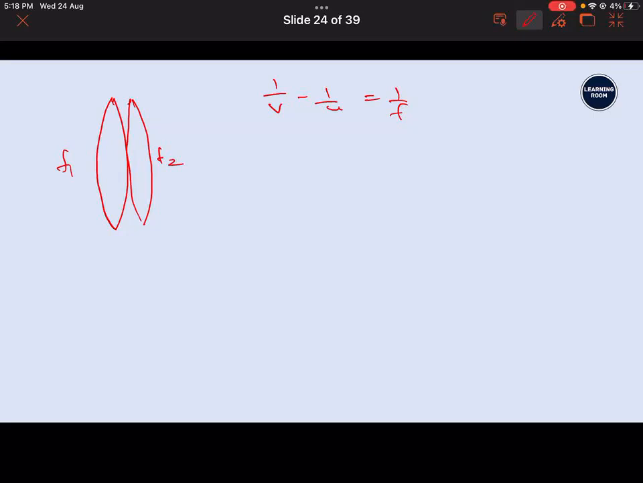Yeah, 1 by v minus 1 by u is 1 by f. So for lens 1, if you apply it, 1 by v1 minus 1 by u1 is 1 by f1, correct? Can you see that? Similarly, for the second lens, observe the logic. If I keep an object here, let's say at point O, which is at a distance of u, and the final image is formed on the right hand side.